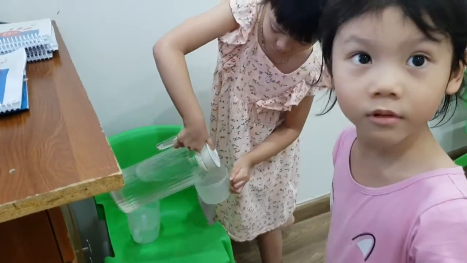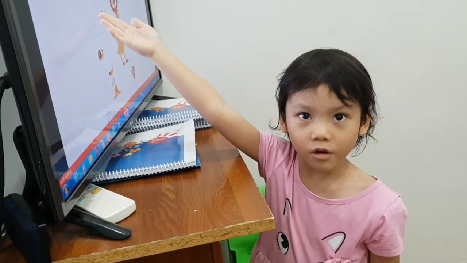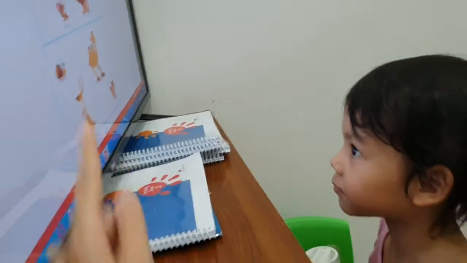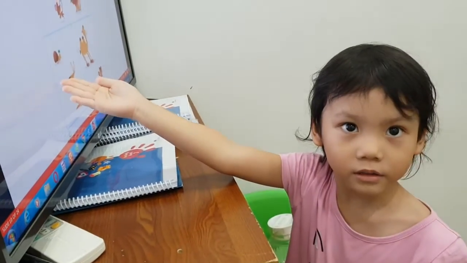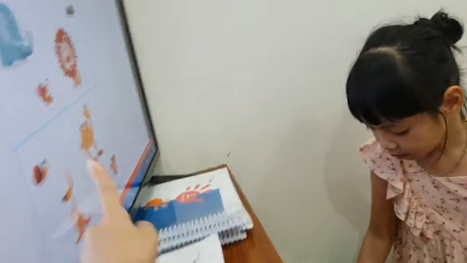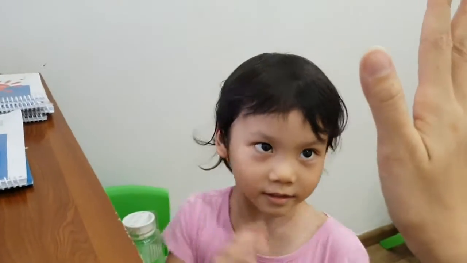Okay, two. Ready? Now, who is bigger? This one. Now, who is smaller? Good. So, who is smaller? Who is bigger? This one. Yay! Very fast, teacher.